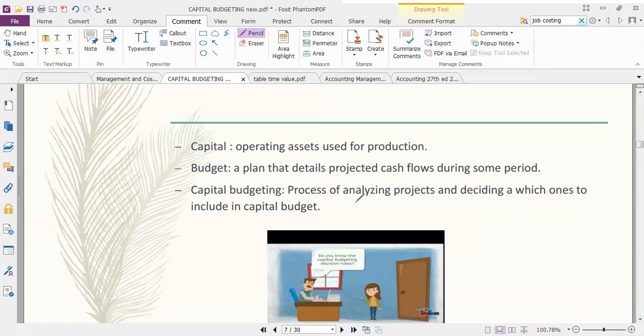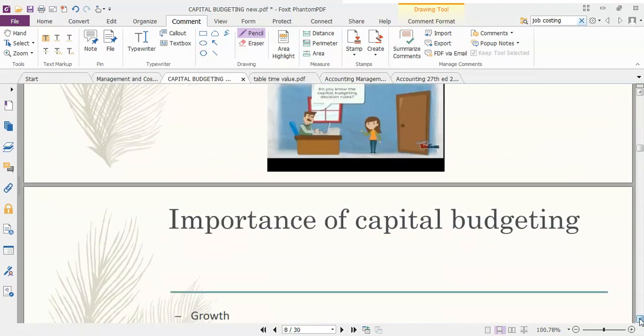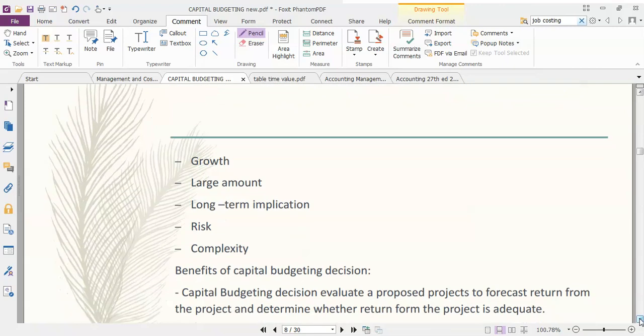Capital budgeting is the process of analyzing projects and deciding which ones to include in the capital budget. For example, whether we choose machine A or machine B to buy. Which one will give you more profit? What is the importance of capital budgeting? To increase our business growth. With large amounts, budgeting is how we know whether we can invest in a project or not.